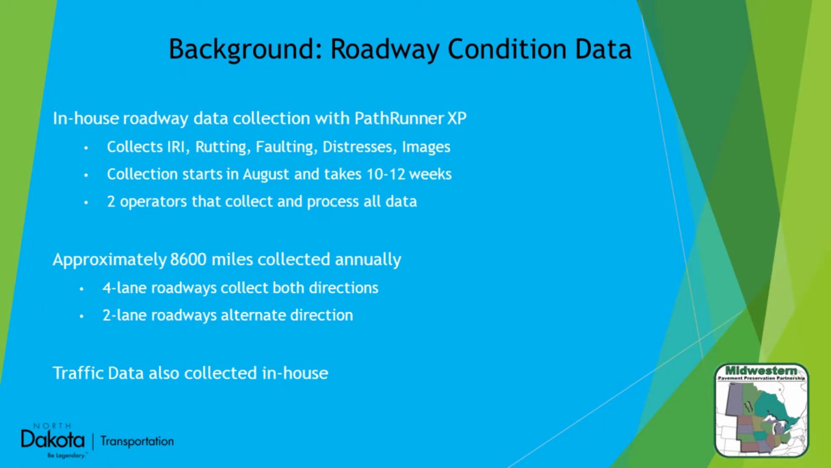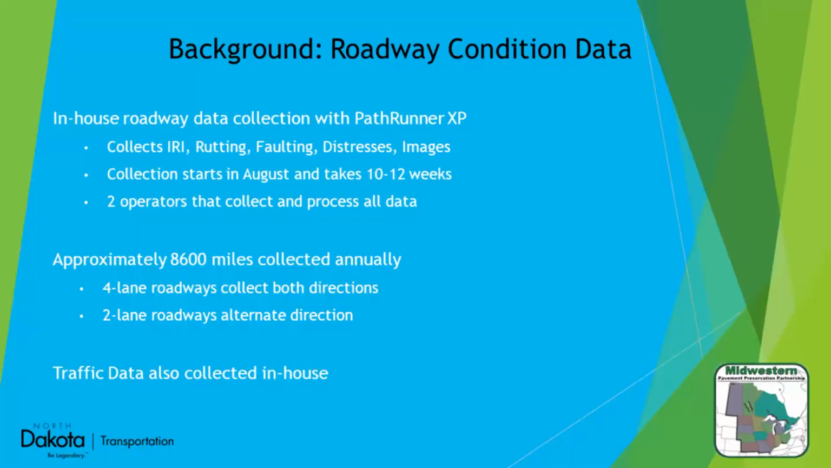So a little bit of background is we do our own data collection. We have a PathRunner XP. You can see there the different things it collects, like IRI, rutting, faulting, distresses. Our collection starts in August, takes about 10 to 12 weeks. We have two operators. We collect approximately 8,600 miles every year. We do the 4 lanes, both directions every year, and the 2 lanes we swap directions.